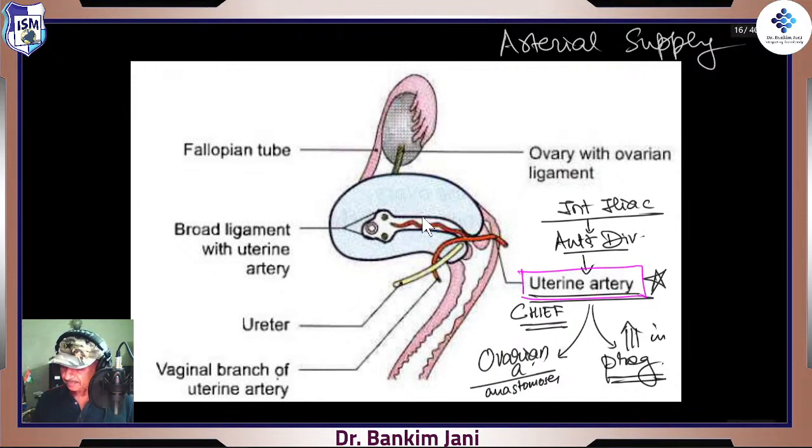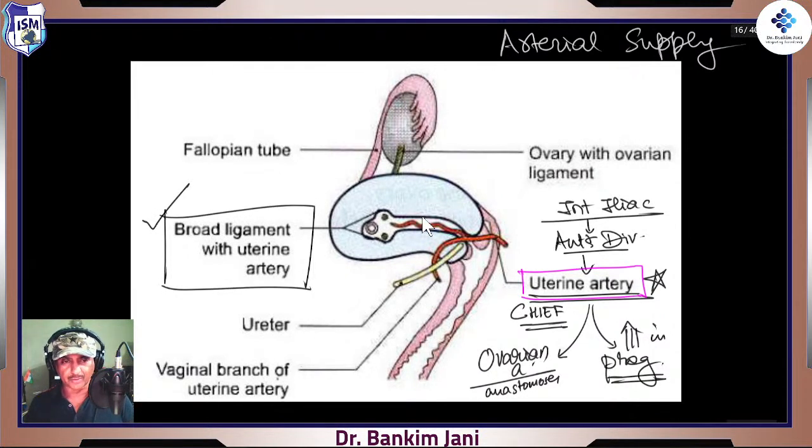Okay, the second point which we need to know is that it runs in the broad ligament, right? Broad ligament with uterine artery. But well, we already know that the uterine artery is not supplying only the uterus. Nearest ones, right? Again, it is the artery which has got a huge heart. It will say, whosoever is near, I'll supply all of them. So that's the reason it supplies the vagina. But most important, it supplies the medial two-thirds of the uterine tubes, right? The lateral one-third was by that ovarian artery.